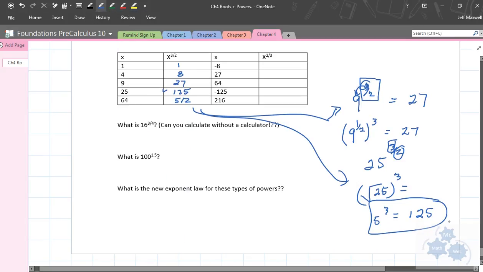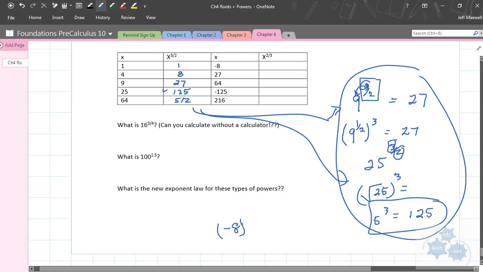Let's follow the same pattern as over here. So, negative 8 to the power of 2/3. Could we do the cube root of negative 8? Is this possible? Because that's what this means. Could we do this? Now, let's see. What's the cube root of negative 8? That's actually negative 2. Squared is 4.